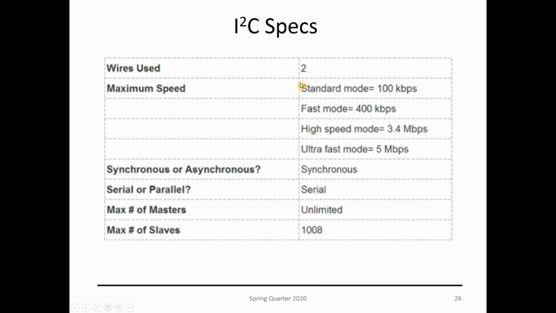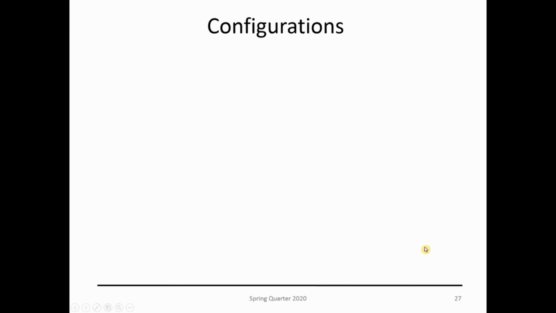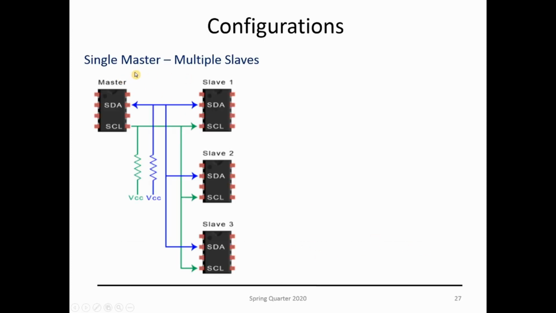Some specs: two wires, maximum speed a little bit slower than SPI, but faster than UART. It's synchronous, as it has a clock. In theory, again, the number of masters can be unlimited. The maximum number of slaves is 1008. That's because of the structure of the I2C packet. Configuration: this is the single master, multiple slaves.